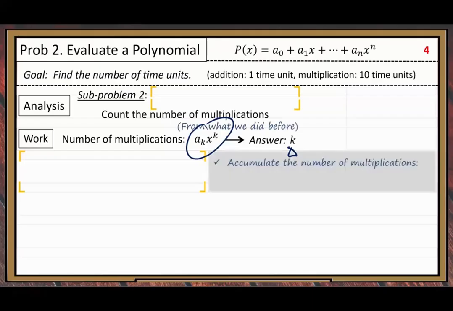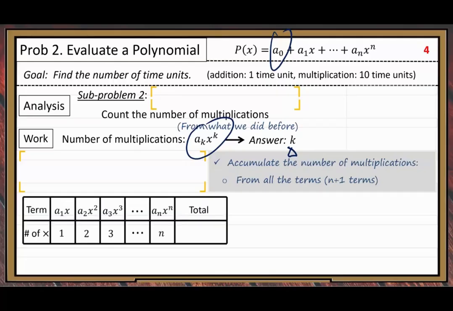Then, because we need to accumulate all those numbers for all the terms. Here there are n plus 1 terms. But for the first term, no multiplication is needed, right? For A0, the first term, we do not need to do any multiplication. So starting from the second term, we need to do multiplications.